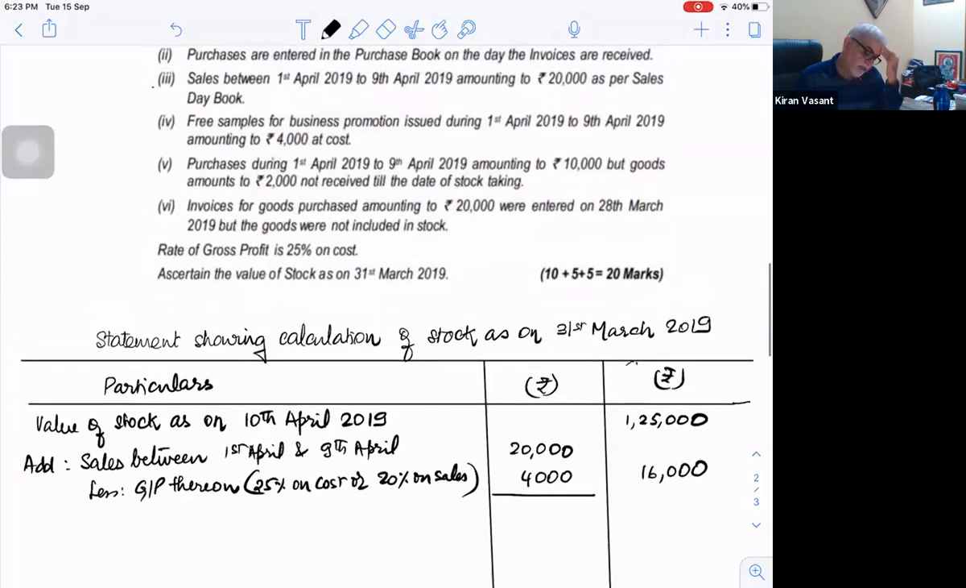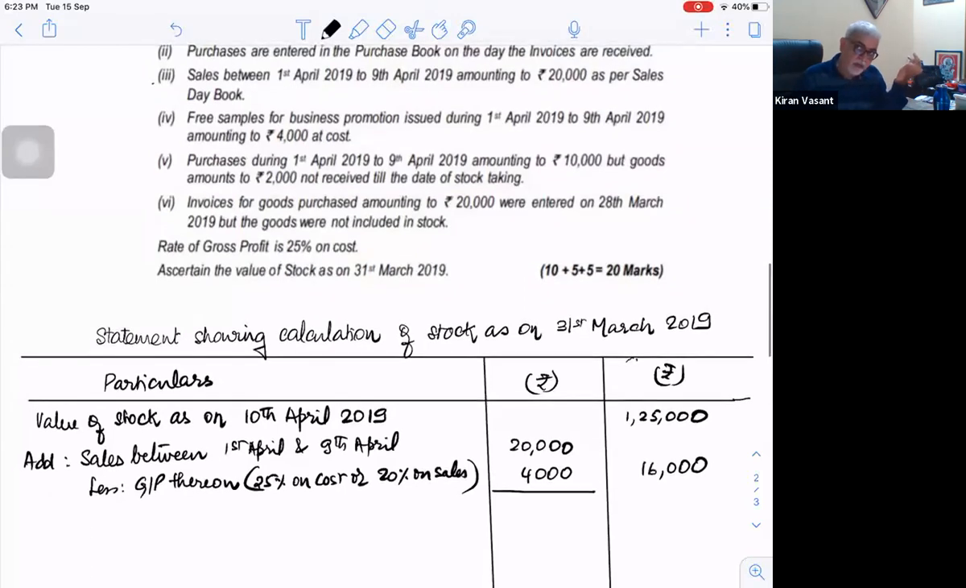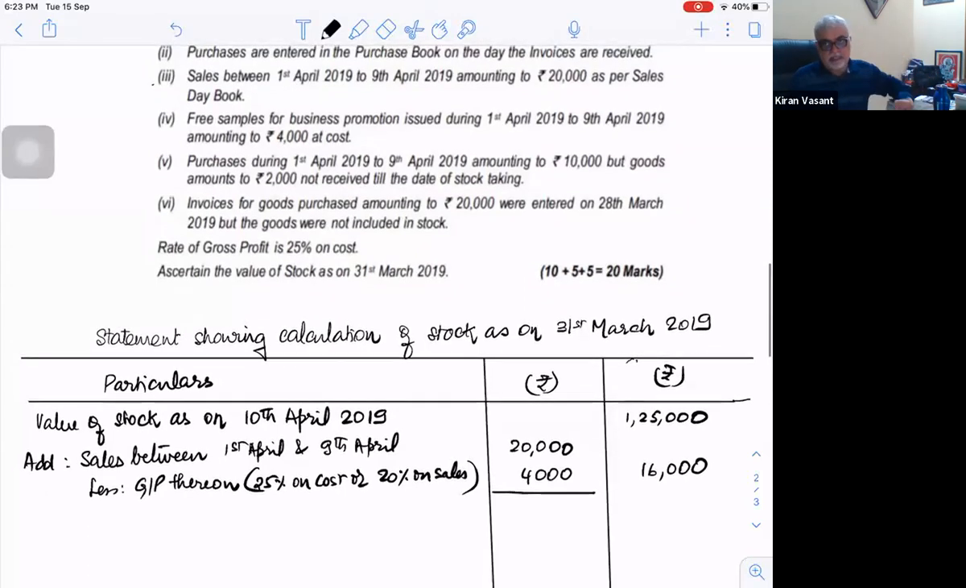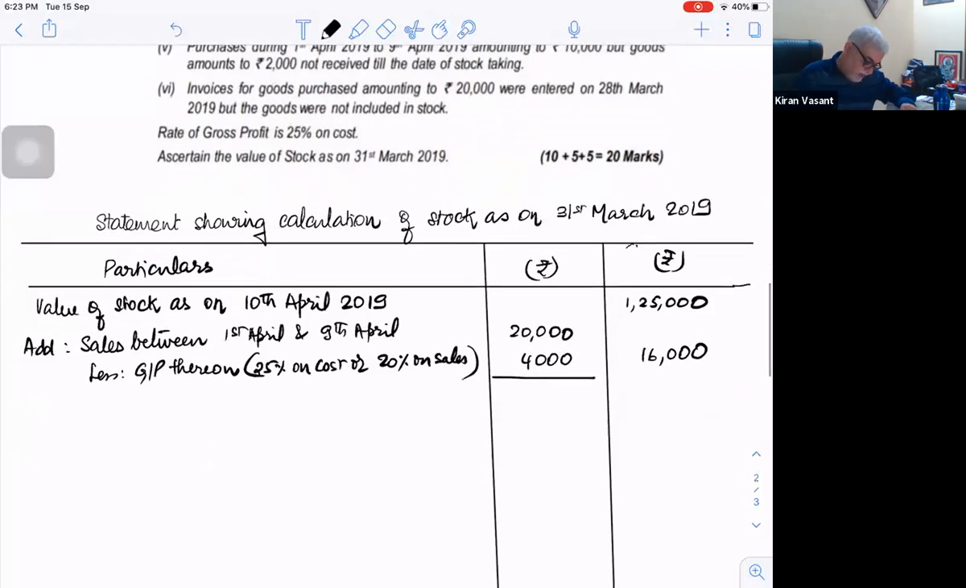Then free samples, 4,000 were given out. If they had not given out, it would have increased my stock. Okay. So add.